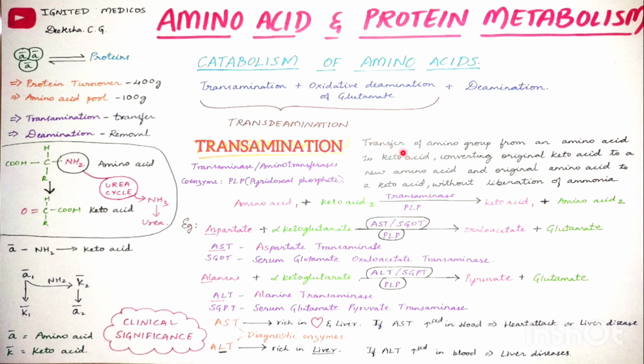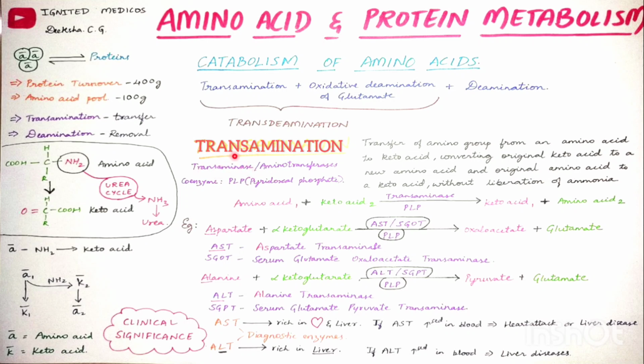It is transfer of amino group from an amino acid to a keto acid, converting the original keto acid to a new amino acid and the original amino acid to a keto acid. And remember, there is no liberation of ammonia in this process. We are just transferring it and not liberating ammonia. You can easily remember the enzyme used in this process, that is transaminase.